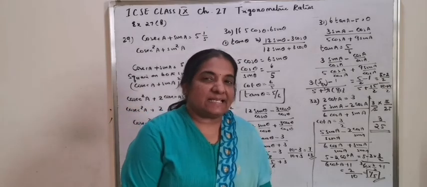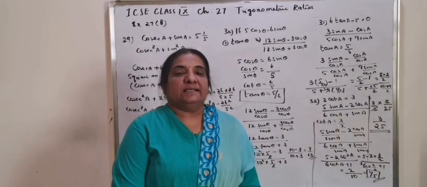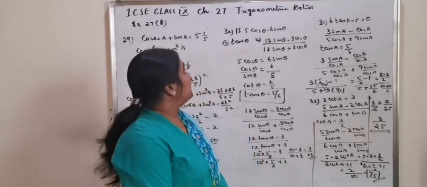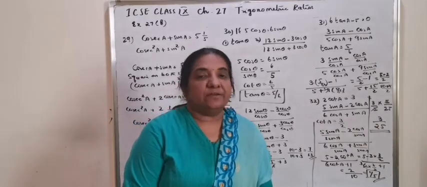This completes exercise 27B as well as the complete lesson, chapter 27, trigonometric ratios.